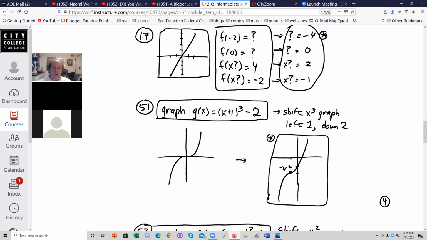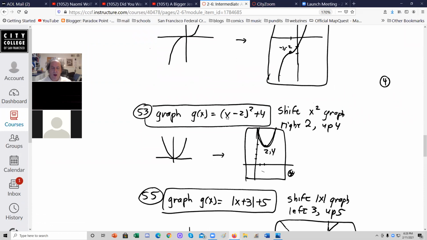Here's the function x plus 1 cubed minus 2. What's its graph? Okay, we start with the x cubed graph like this. This plus 1 makes it happen 1 unit earlier, so left 1. This minus 2 pushes it down 2 units, so left 1, down 2. This point here called the inflection point, where it goes from cup down to cup up, is moved down to here, to negative 1 by negative 2. That's cup down left of it and cup up right of it.